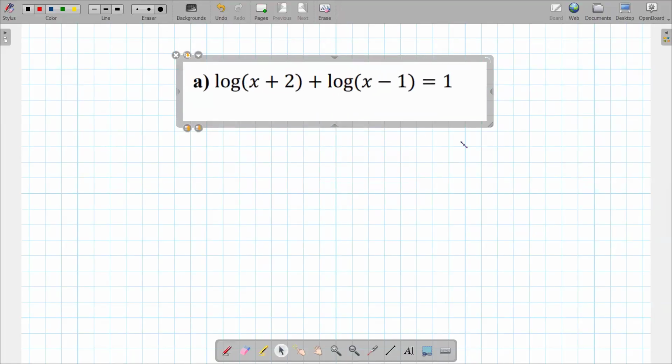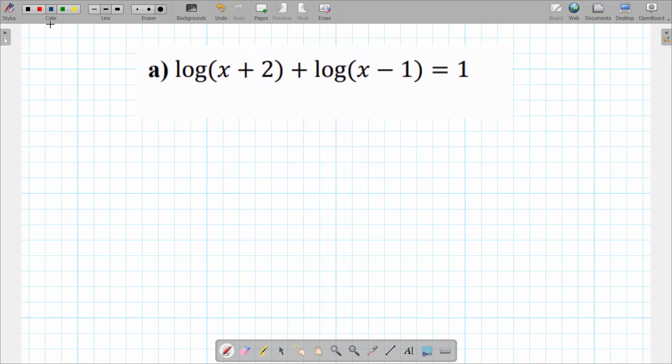Okay, we have a log equation. How do we solve this one? Any ideas? Yes. So log of, what's that? X squared minus X. What's this? Okay, what's next?